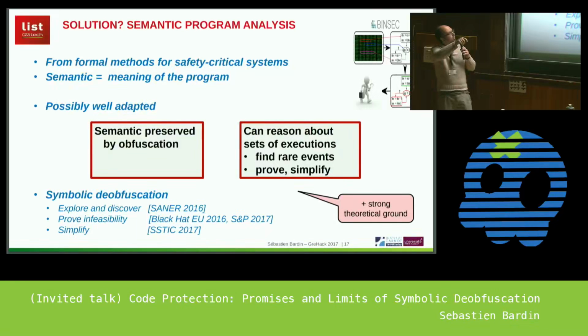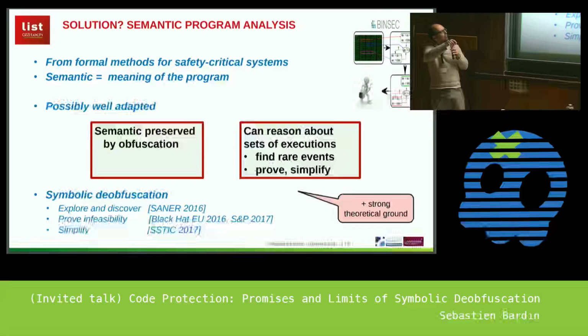Another point is that in this technique, usually, you can reason about infinite sets of executions or infinite sets of states at a time. So basically, you can find rare events. It's not that hard. For example, if some part of the code can be launched only if it's Christmas, then for testing, you will never find them. In formal methods, you might find them. It can also make proofs about infinite sets of executions and so on.